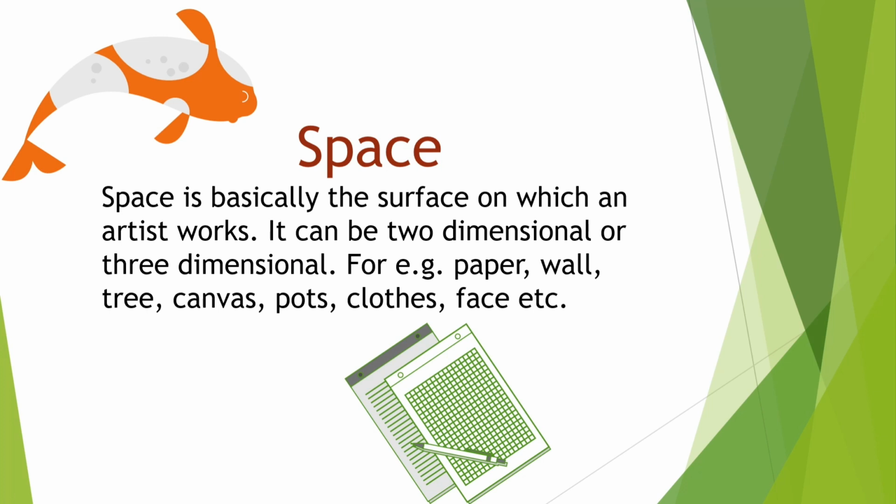So till now we have discussed 6 elements of art. The first one is line, second one is form, third one is color, fourth one is the tone, fifth one is the texture, and the last one we have discussed is the space. So the space is basically the surface on which an artist works. It can be two-dimensional or three-dimensional. For example, paper, wall, tree, canvas, pots, clothes, face, etc.